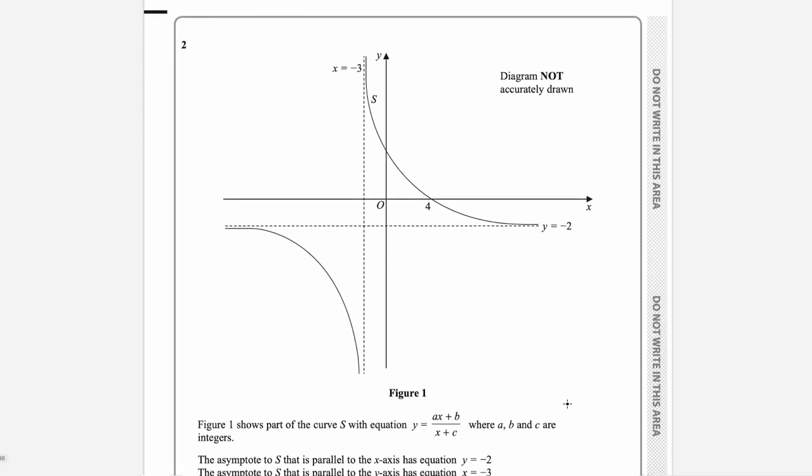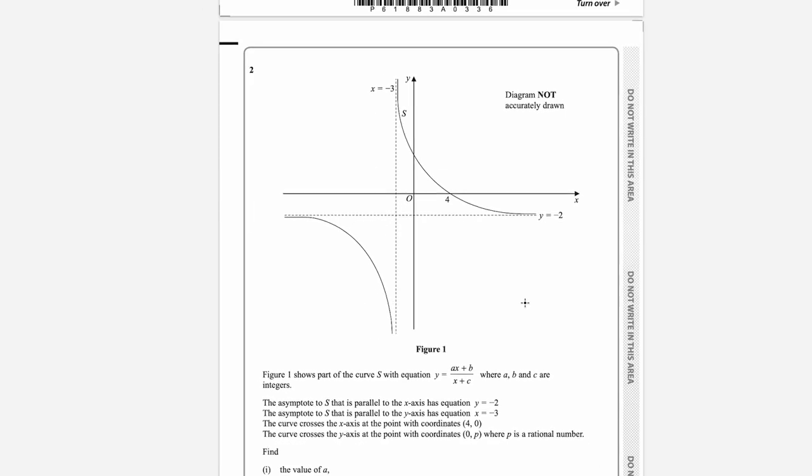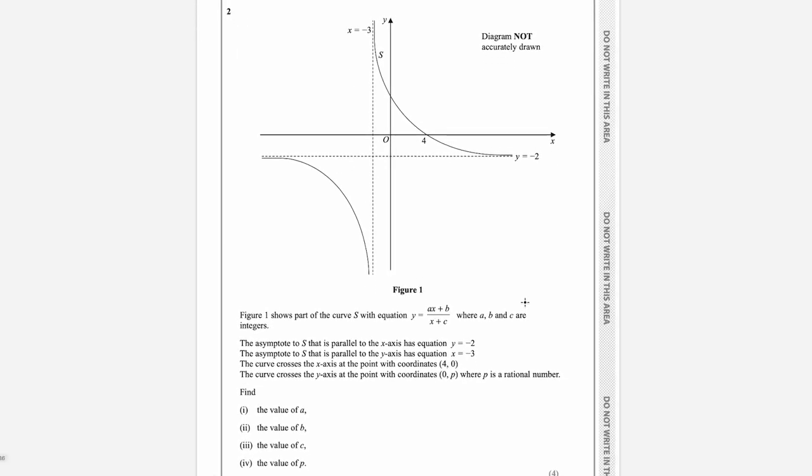Question 2. Okay, let me zoom out a little bit. We have a graph. Figure 1 shows part of the curve S with this equation. The asymptote to S is parallel to the x-axis, equation this. The y-axis equation this. Fine, it's all given. It crosses the y-axis at 0, p. So this, guys, is p.